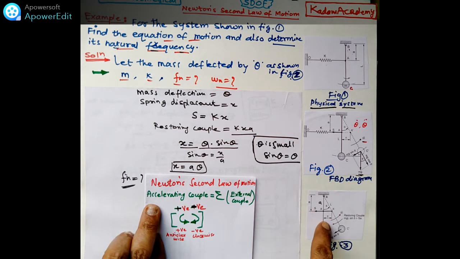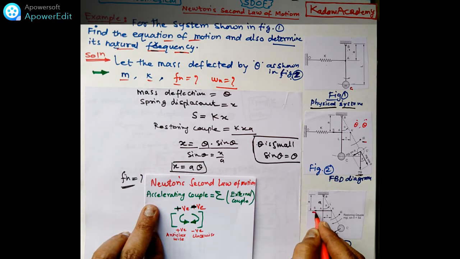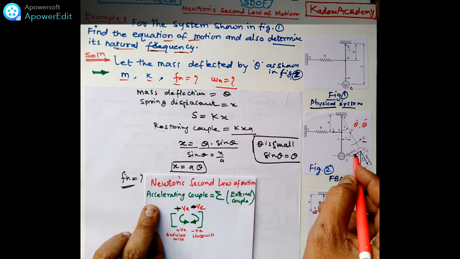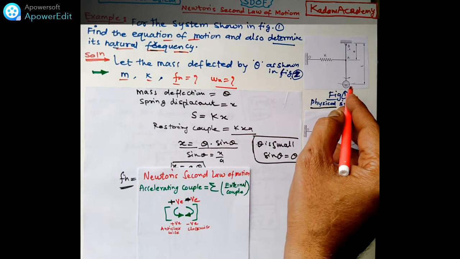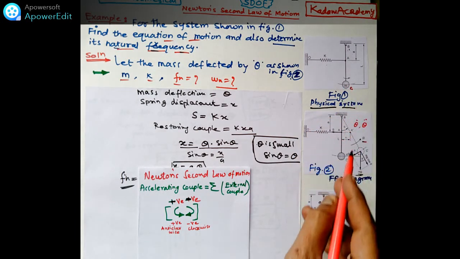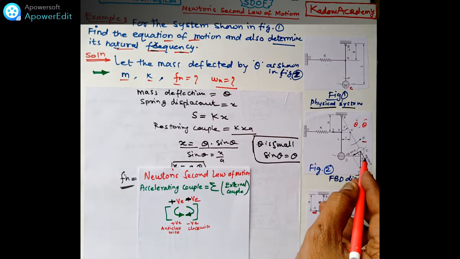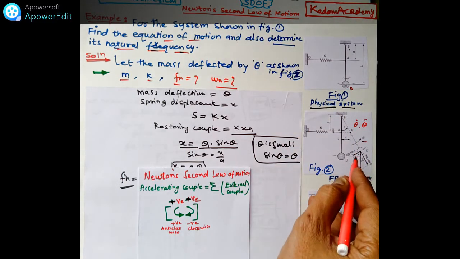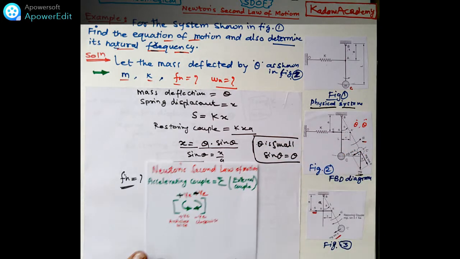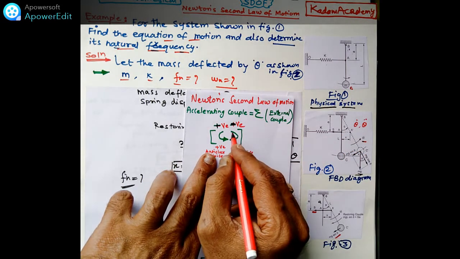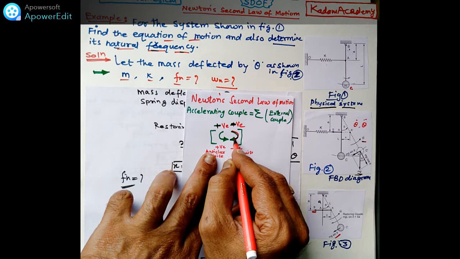And there are external couples. The two external couples are S and mg sin theta, which acts in this direction. And mg is the weight of this bob, that is m into g. It is resolved along this axis and perpendicular to the axis. It is also forming a couple in this direction. But what will happen when it moves in clockwise?